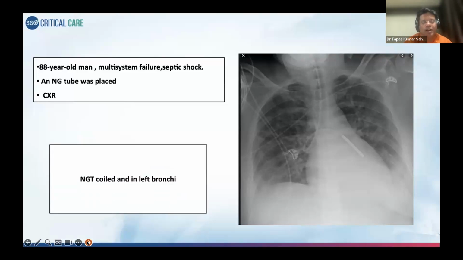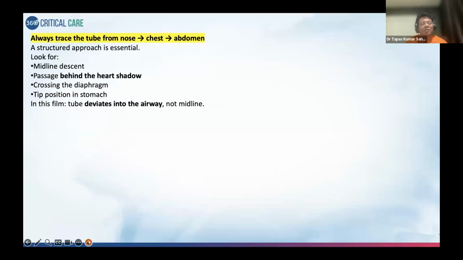Now, NG tube coiled and in the left bronchus. So that you have already answered, but it's not the end of the answer. I would now go into the detailed analysis of the problem. Always trace the tube from nose, chest and abdomen. A structured approach is essential. Look for midline descent. It has to be in the midline. The NG tube would be passing behind the heart shadow, crossing the diaphragm. Tip position should be in the stomach.